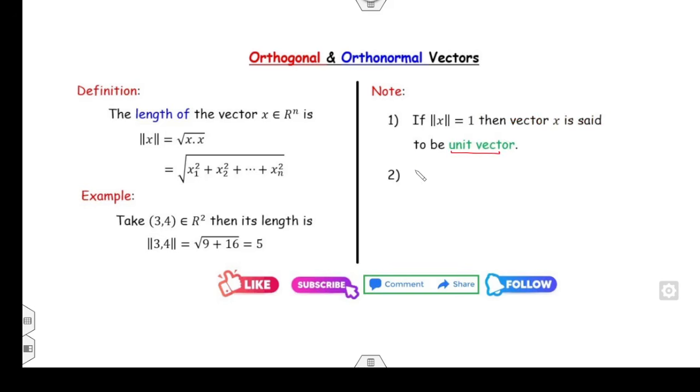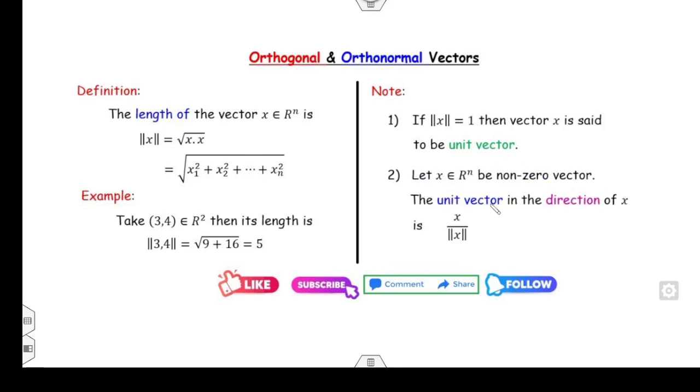On the other hand, if the norm of x is not equal to 1, then you can convert any vector to a unit vector. And how can you convert them? That is very simple. You can divide the vector x by its norm. Then the length of this vector is 1.